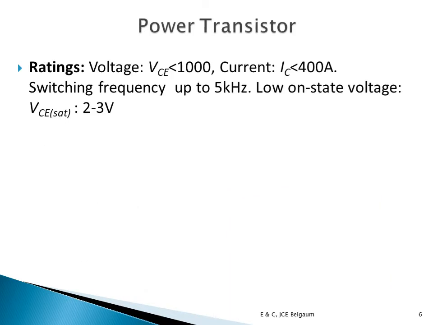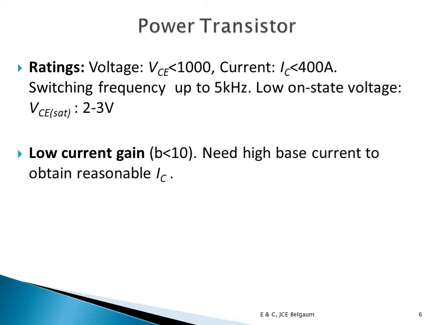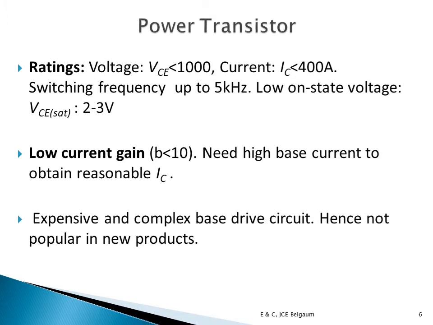So continuing, transistors are basically available for voltages up to 1000 V VCE and currents up to 400 amperes, and they have a switching frequency up to 5 kilohertz. They have a low on-state voltage, around 2 to 3 volts. Also, they have a low current gain, less than 10, and need high base current to obtain reasonable collector current. So we avoid using it as an amplifier. And it has an expensive and complex base drive circuit, hence it is not popular in new products.